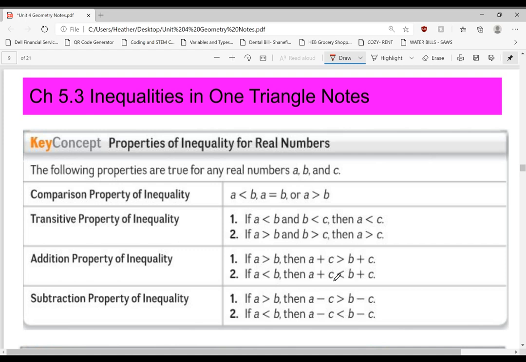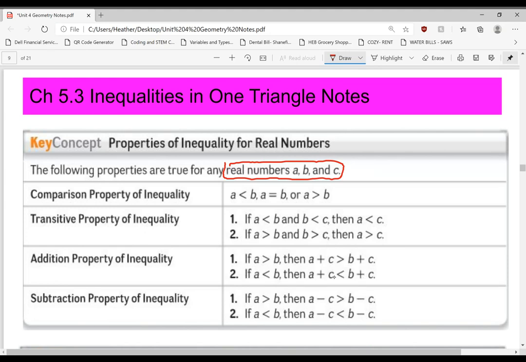Hi guys, we're going to start 5.3, which is inequalities in one triangle. So let's first look at these key concepts at the beginning. These key concepts say properties of inequality for real numbers. The following properties are true for any real number a, b, and c. And what they mean by this is that a, b, and c could be like 1, 5, and 10, any type of real number, so nothing imaginary.